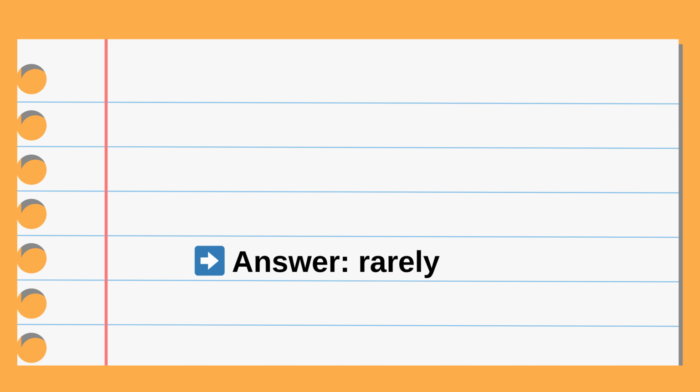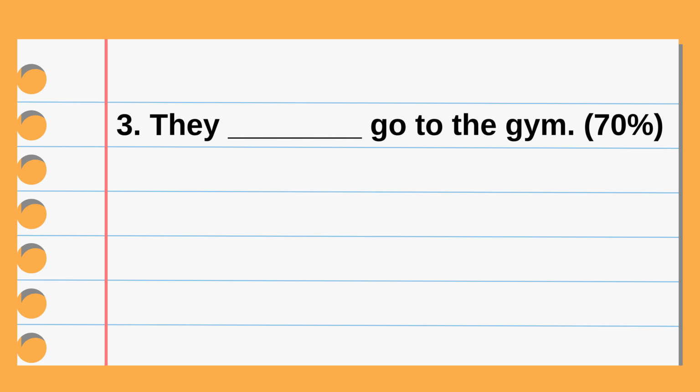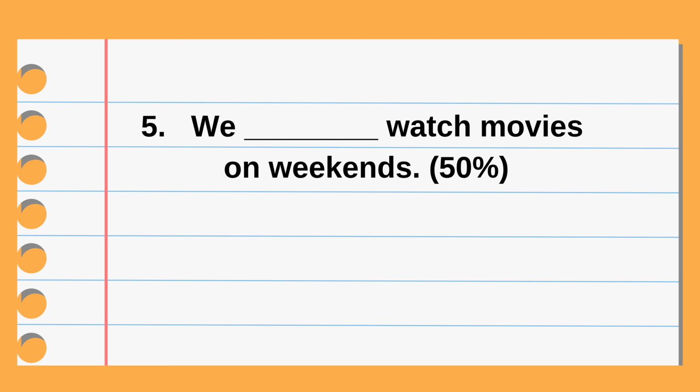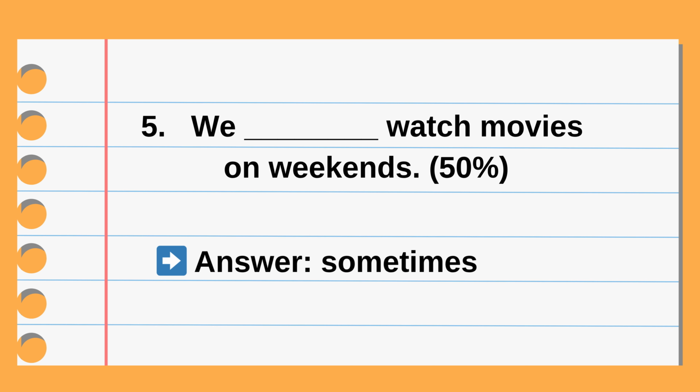Number 2, she eats pizza. Rarely. Very good. Number 3, they go to the gym. Often. Good job. Number 4, he is late for class. Never. That's right. And the last question, number 5, we watch movies on weekends. Sometimes. That's right. Very good job.